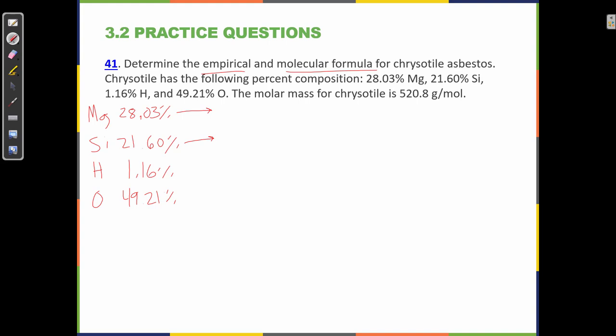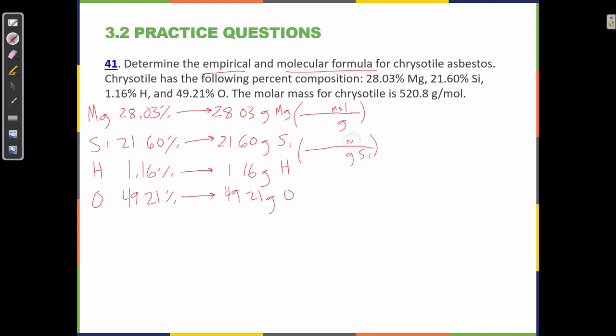And remember, to convert to grams, all we have to do is change the unit here. 28.03 grams of magnesium. 21.60 grams of silicon. 1.16 grams of hydrogen. 49.21 grams of oxygen. Now we convert to moles, dividing by the molar mass. So grams to moles.